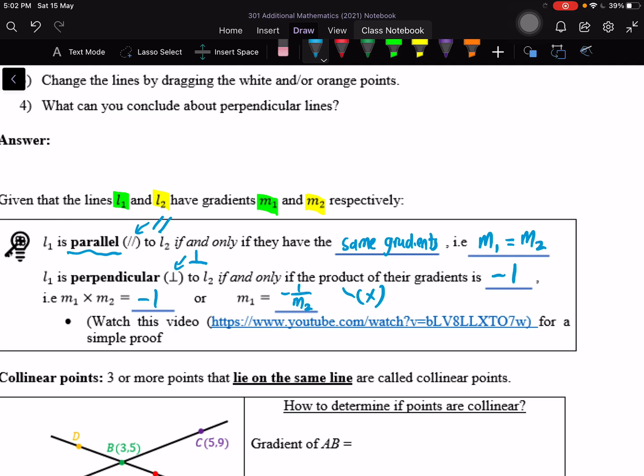You may want to watch this video over here, which gives quite a simple proof on why the product of the gradients of perpendicular lines will always be negative 1.